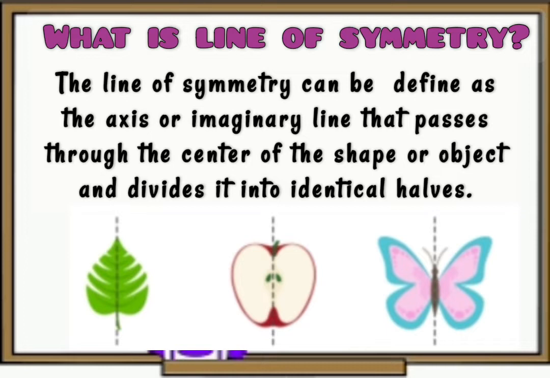The three pictures have a line, a broken line, you can see in the middle. So that line is known as the line of symmetry because it passes right at the center of the shape and it divides the shape into two identical halves, as you can see.